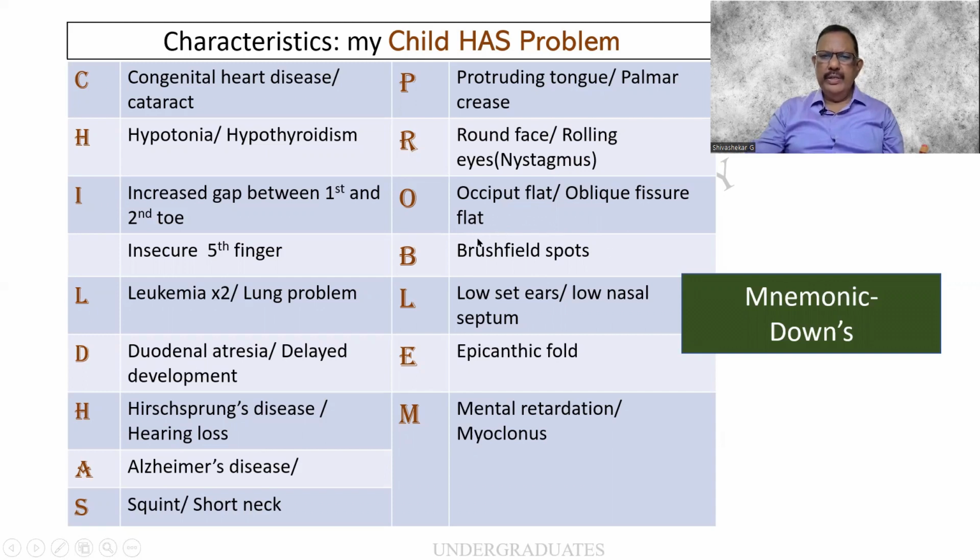Brushfield spots, that is what I see in the eyes. The ears are low set as well as a low nasal septum causing a collapse of the nose, more flattened. Medial epicanthic fold and mental retardation or myoclonus. So this is the mnemonic for Downs. I would like you people to kindly note this.